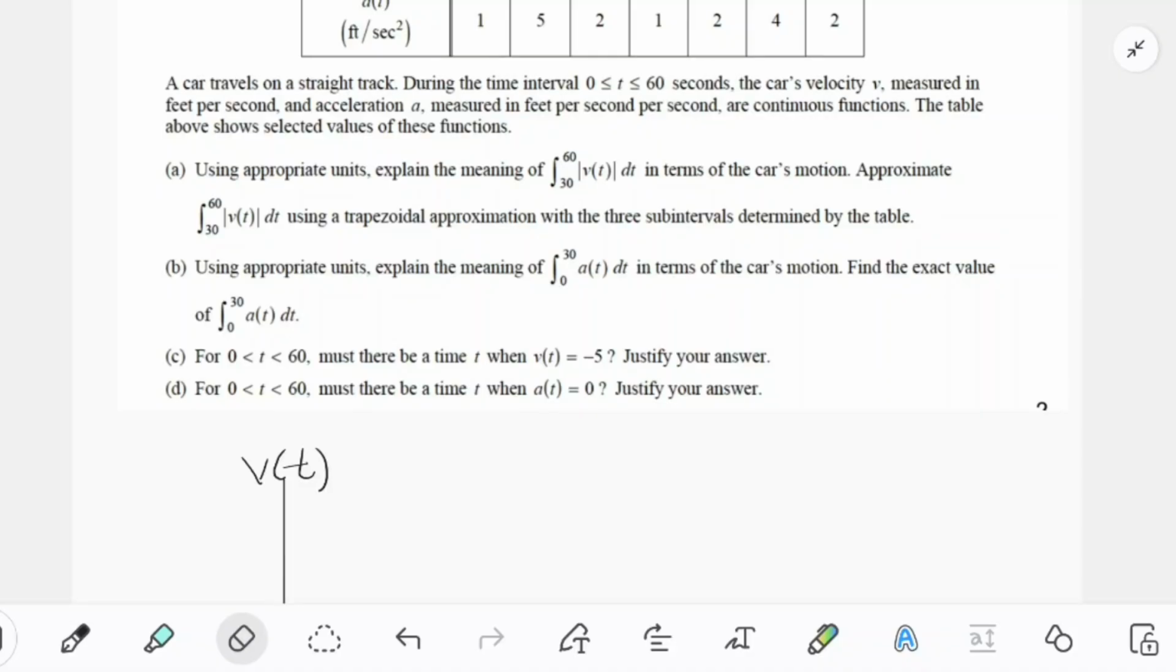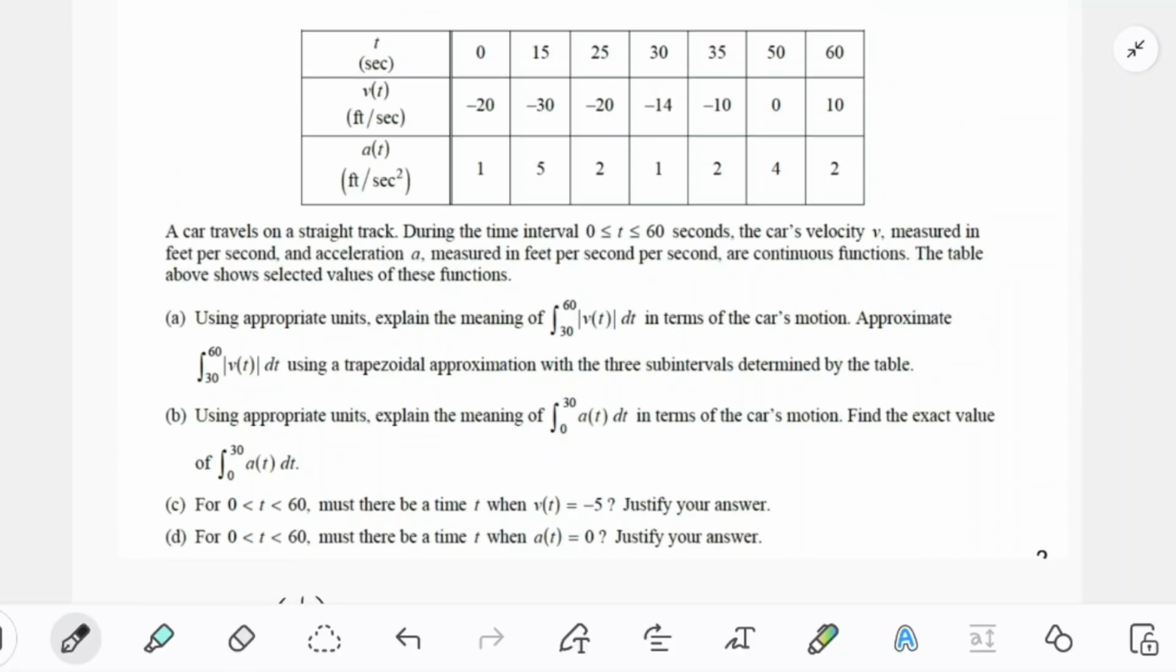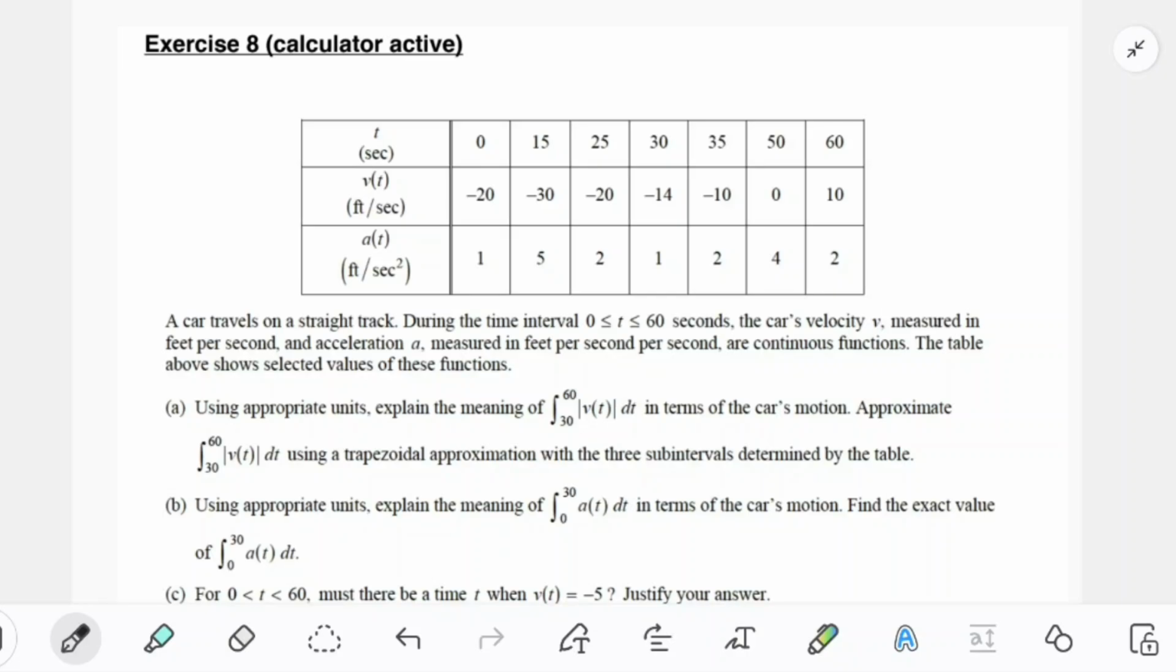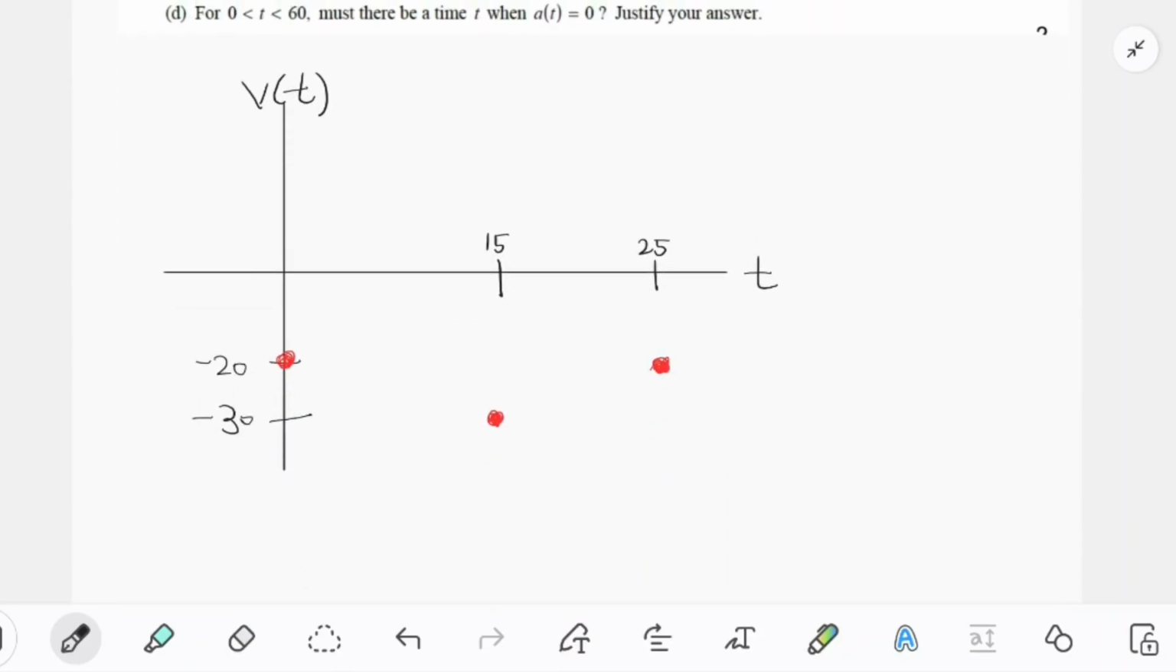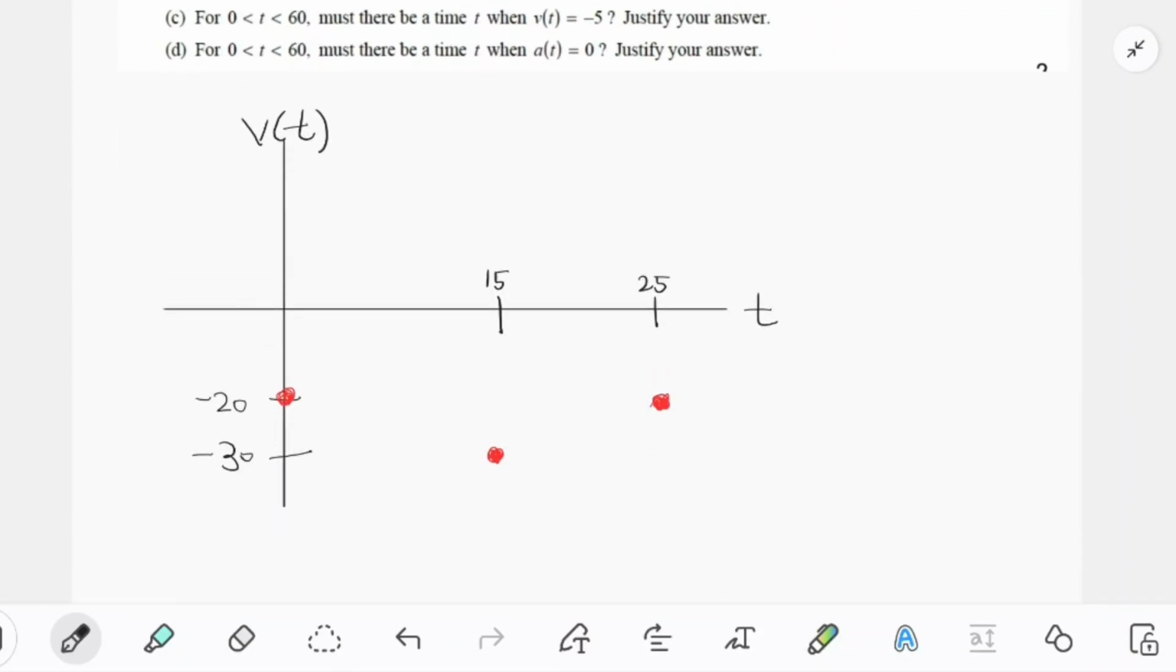For t greater than 0 and less than 60, must there be a time t when a of t is equal to 0? Justify your answer. In this question, we can't really tell if a of t is ever 0 just by looking at the values for a of t. So we will take a look at v of t, the antiderivative of a of t. If we draw a rough sketch for the function of v of t, we see that it starts at negative 20, decreases to negative 30, and goes back up to negative 20 at t equals 25.